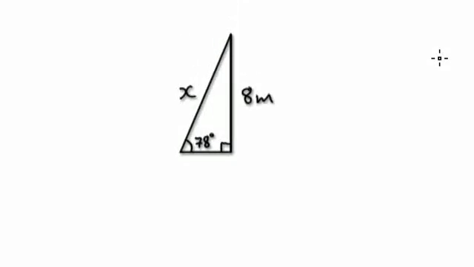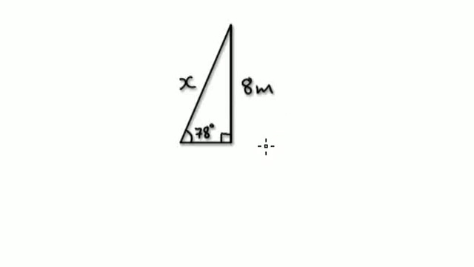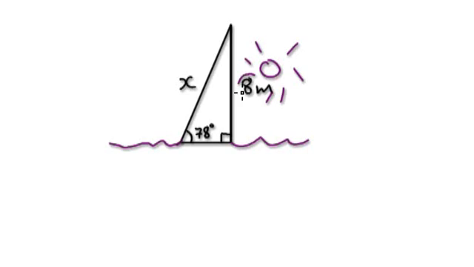Okay, next one here. Decide which two sides you're working with. You're working with this and this. The sun is here. This is the sea here. You're working with the opposite and the hypotenuse. So you're going to need this sine to heaven.